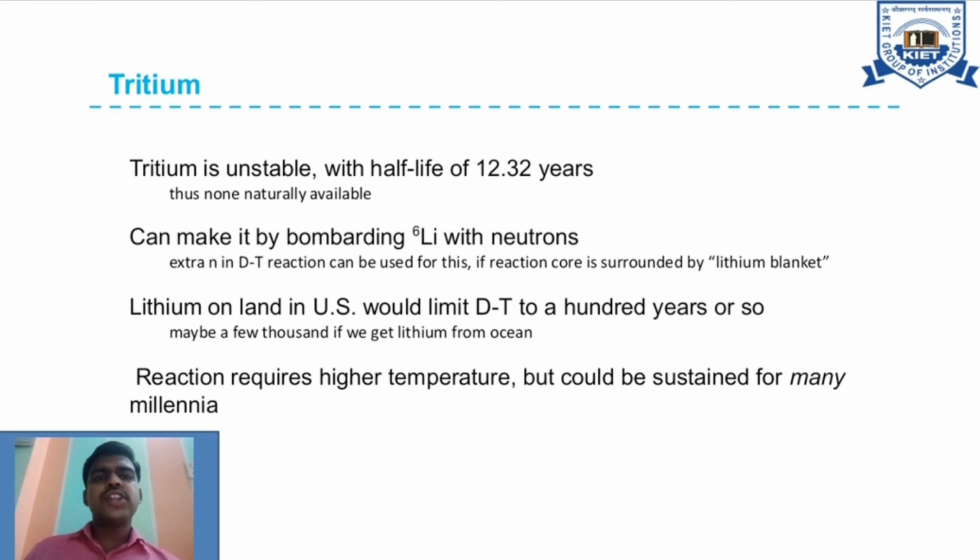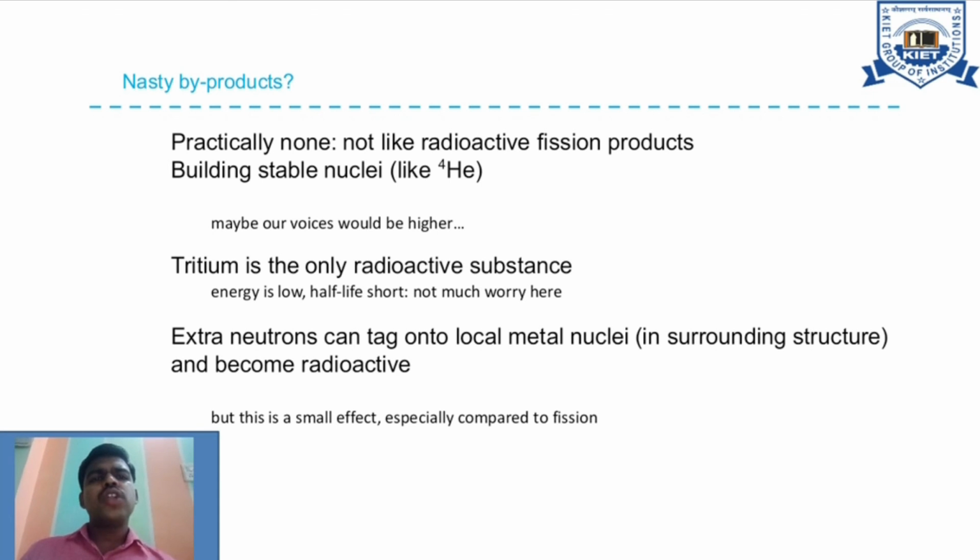The same concentration applies to tritium. Tritium is unstable with a half-life of 12.32 years, but it can be made by bombarding 6 lithium with neutrons. Lithium, on the other hand, has the same US concentrations. We have the limit because the reaction requires high temperature, but it could be sustained for many millennia. What are the nasty byproducts? Look at that, radioactive fission products, practically none, but tritium is the only radioactive substance.